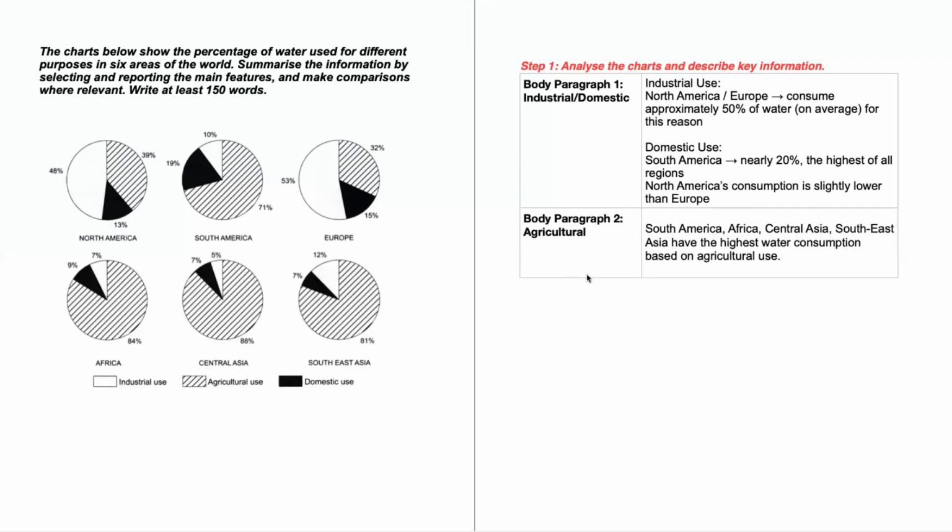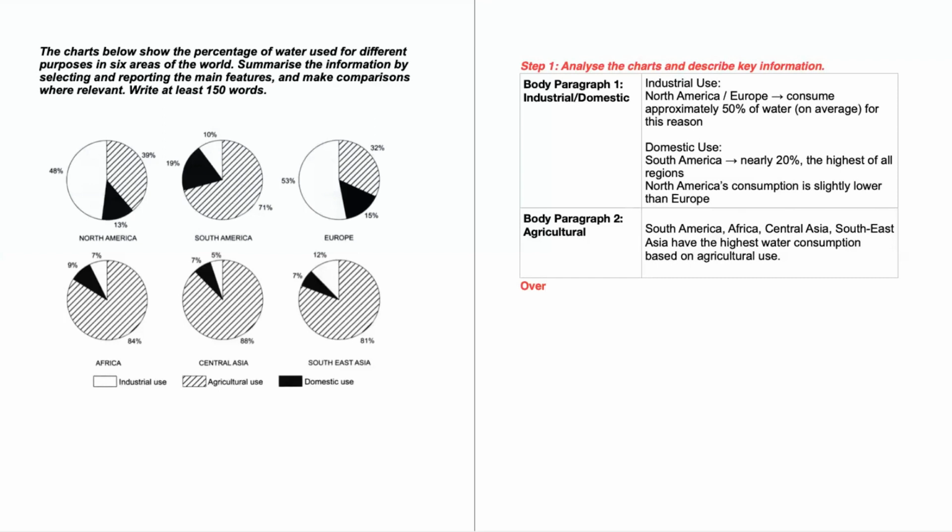Now, if we go to agricultural, this is going to be short and sweet, really, because we see that South America, Africa, Central Asia, and Southeast Asia have the highest water consumption based on agricultural use. And that is the most significant feature. Now, in our essay, I'm going to talk about percentages and we'll talk about numbers and I'll show you that where it's relevant. But this is the main idea. These are the main points that you want to talk about and compare in your essay.